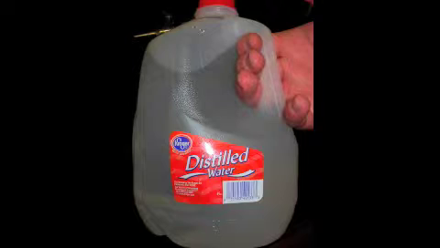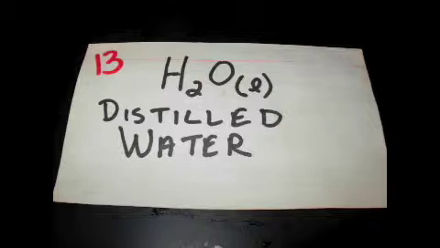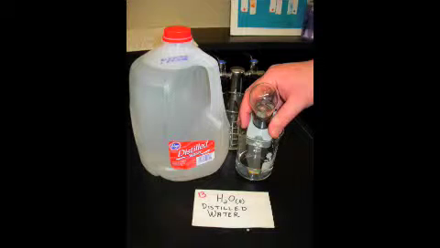The next example is distilled water, which in the formula is H2O, 2 atoms of hydrogen and 1 atom of oxygen in liquid form. As you can see, neither hydrogen nor oxygen are metals, so we anticipate that the light bulb will not light up. And as can be seen, it does not light up, so we have a covalent bond here.